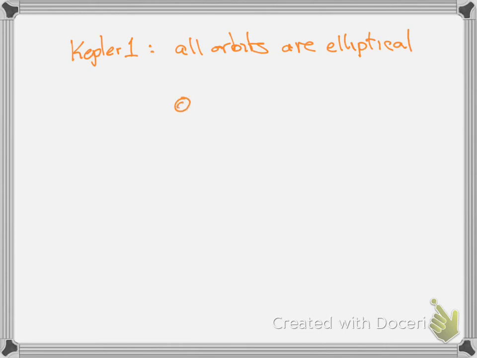Okay, to review Kepler's laws, Kepler's first law is that all orbits are elliptical. That means that if we've got the Earth and a satellite, and that satellite is orbiting, it's going to orbit in some elliptical orbit with the Earth at one focus. Remember that an ellipse has two foci. So the Earth is going to be at one, and there's going to be another focus.